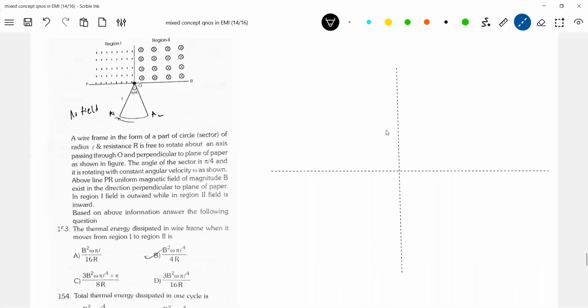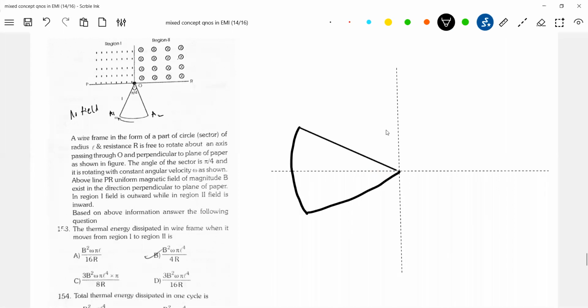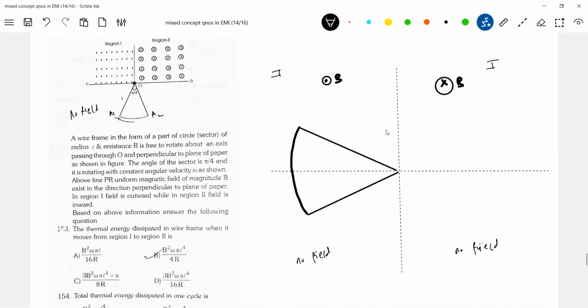It'll be much easier. So when the rod is here, now, will there be any heat generated? No. Will there be any flow of current? There is no field here. The field here is out of the plane. The field here is into the plane and no field here. I'm making things clear. There's a region 1, there's a region 2.